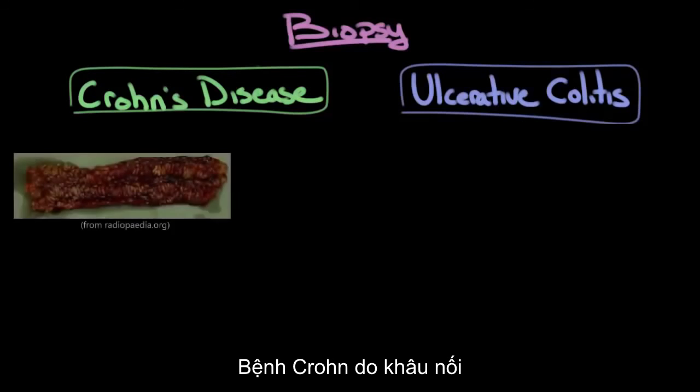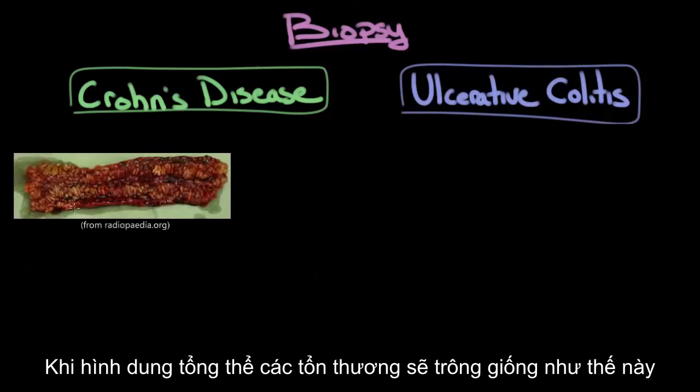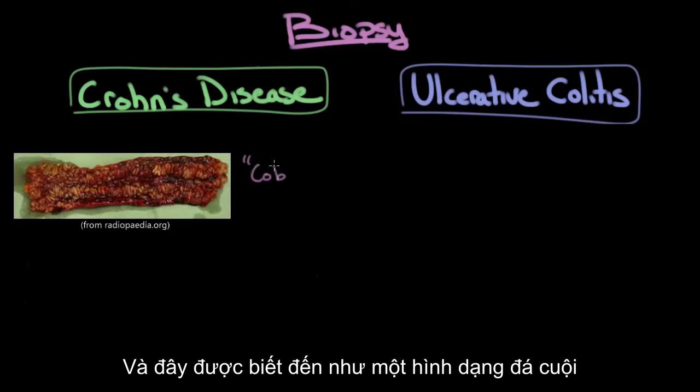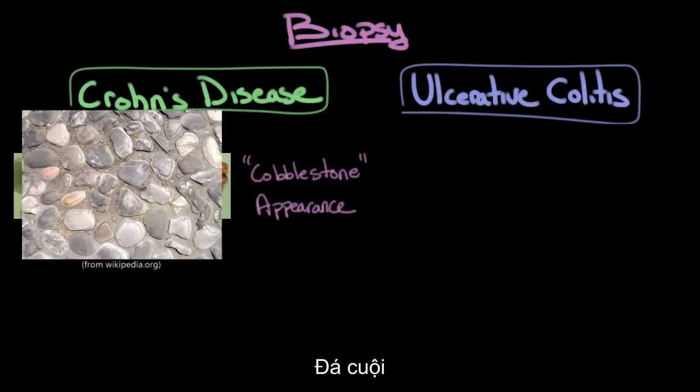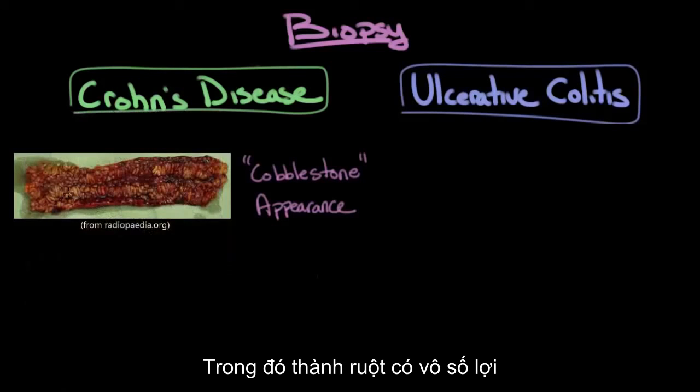So in Crohn's disease, on visualization, the lesions grossly will look something like this, and this is known as a cobblestone appearance. And it's called this because pathologists think these lesions look somewhat like a cobblestone path, in which the intestinal wall has numerous intersecting lesions to make this cobblestone pattern.